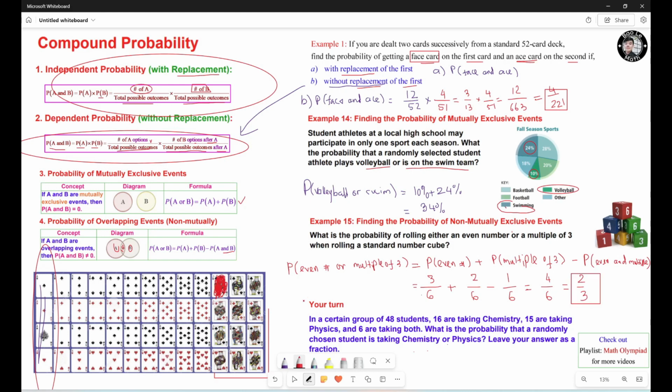Now let's check your understanding by doing this problem here. And it's your time to stop.